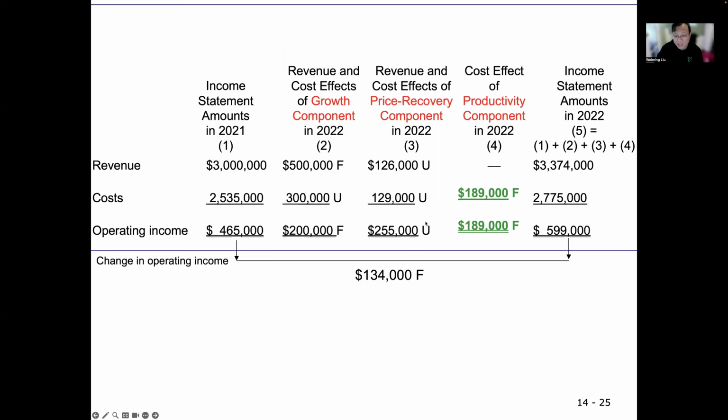So this tells me that the prices of input have probably gone up, and the prices of the output, your selling price, is probably going down. But altogether, you have a good result.